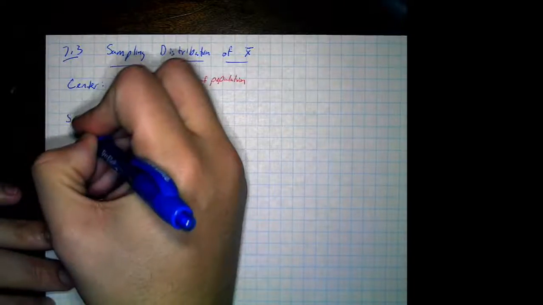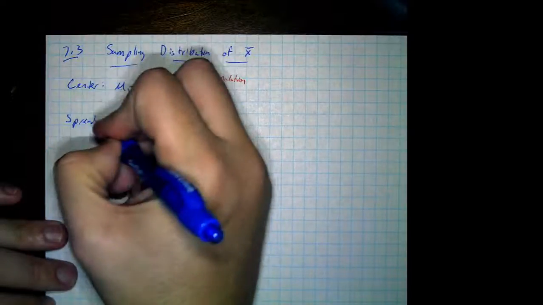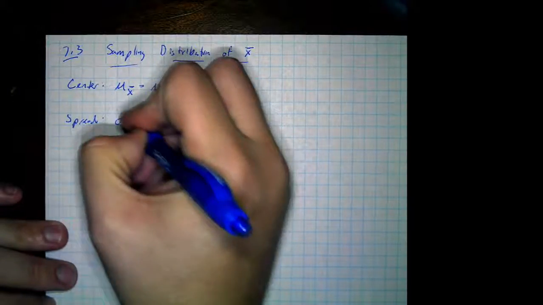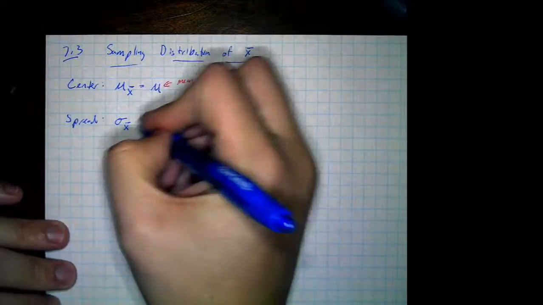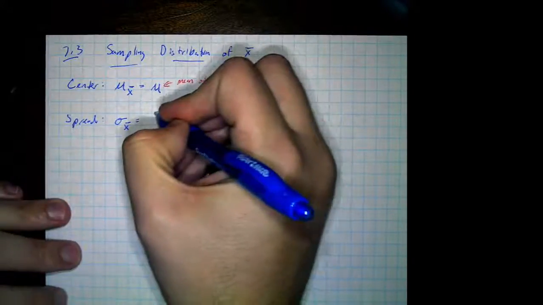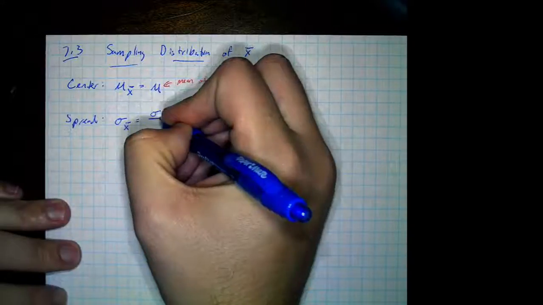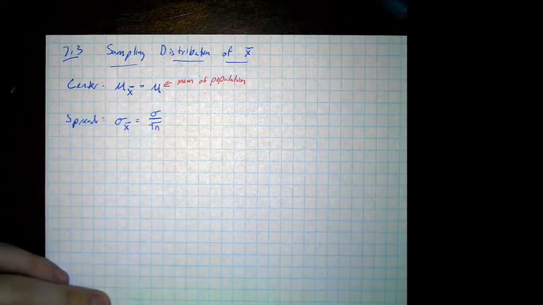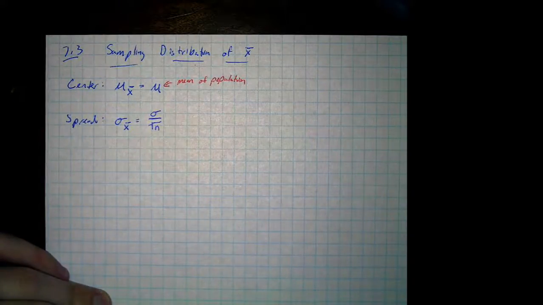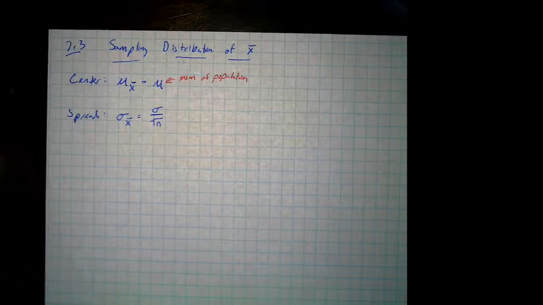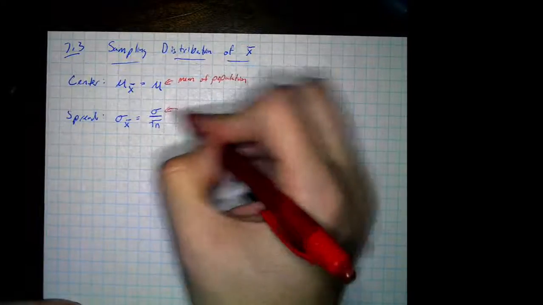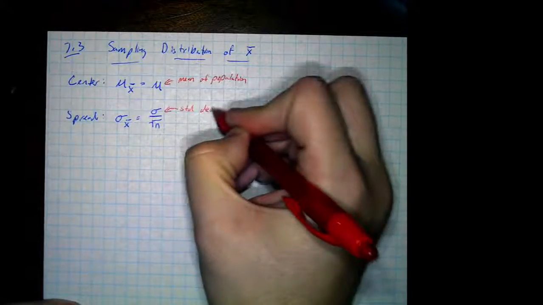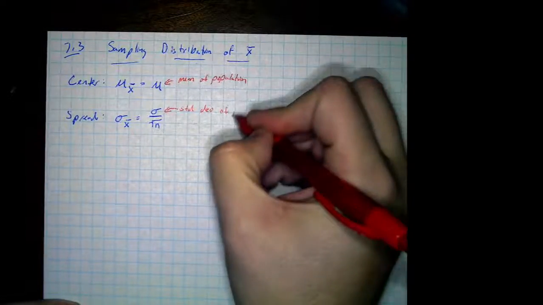And the spread, the standard deviation of the average you expect to get, is going to be the true standard deviation of all the data divided by the square root of the sample size. And we'll identify this. So this is the standard deviation of the population.